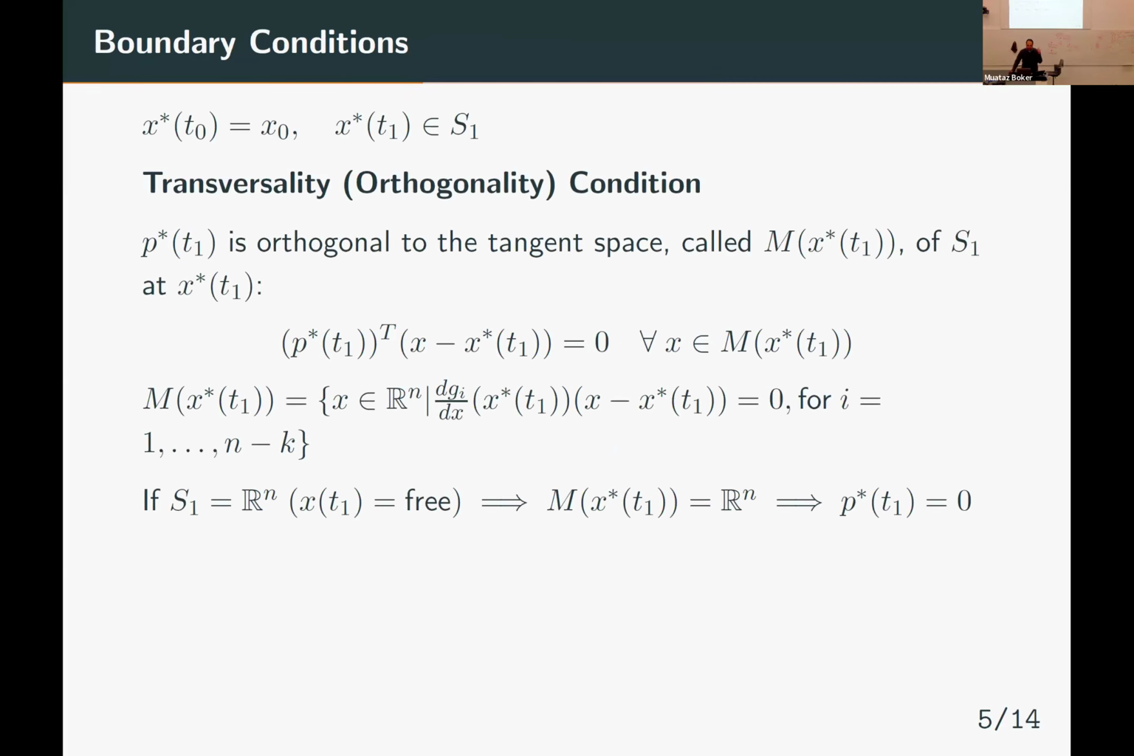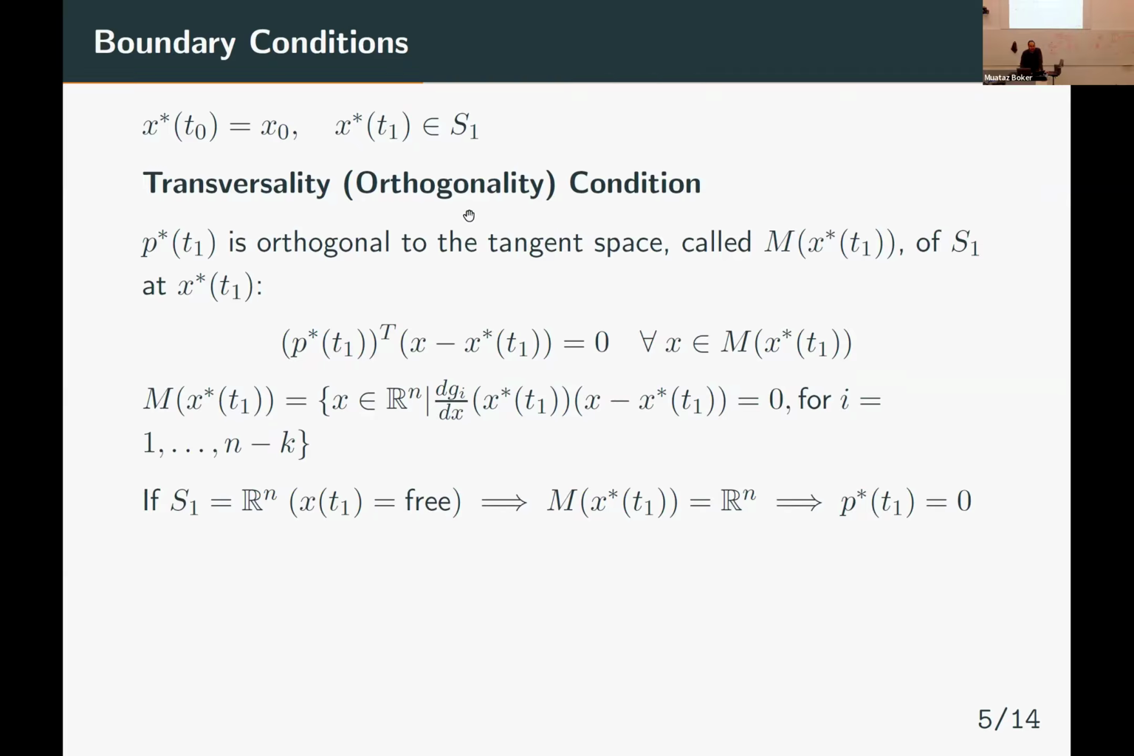Now, this slide is the main slide that gives us how to handle this case when x of t1 belongs to S1. Okay. We need what's known as the transversality or orthogonality condition.